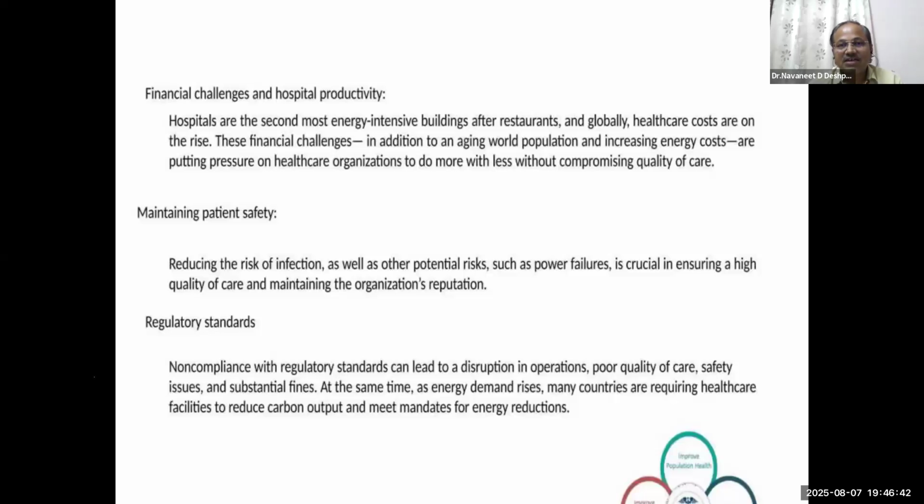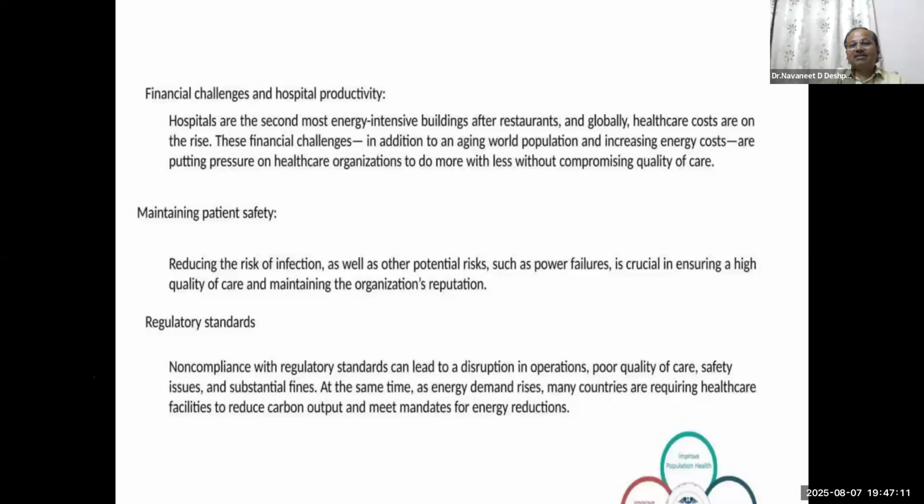Next comes your regulatory standards. Non-compliance with regulatory standards can lead to disruption of operations, poor quality of care, safety issues, and substantial fines also. So the government, regulatory bodies, and the local municipality are also trying to interfere in the day-to-day operations and may extract their amount of fines also. So there is no guarantee that despite maintaining all the strictest standards, they will go unnoticed.